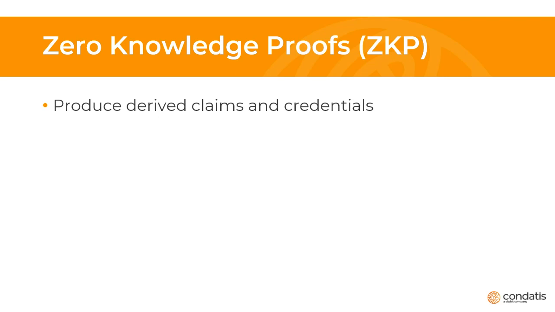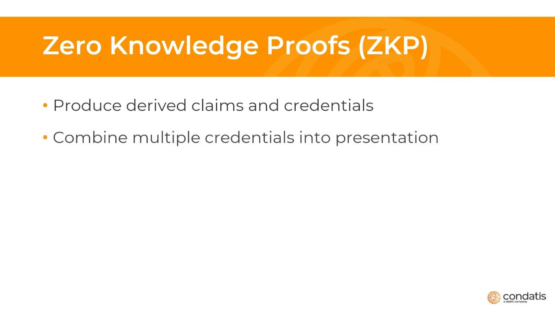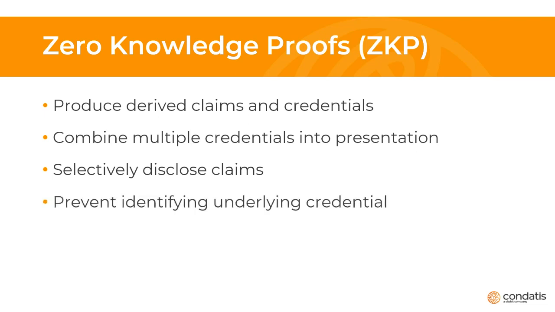A common example of zero-knowledge proof is a proof of age, for example, proving that the age of the subject is over 18 based on date of birth, but without revealing the exact date or age. But the mechanism is useful for other things as well. It allows combining multiple credentials from multiple issuers into a single presentation and selecting which claims from a credential to reveal. It also prevents the verifier from identifying the original credential that they might use for correlating details of the subject.